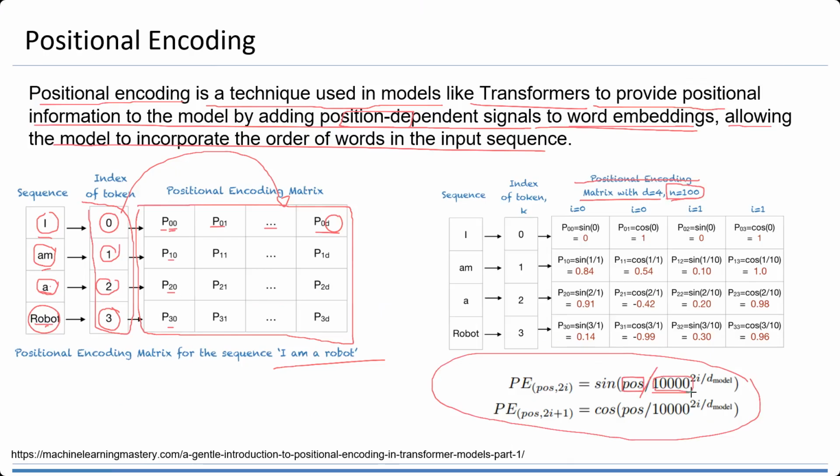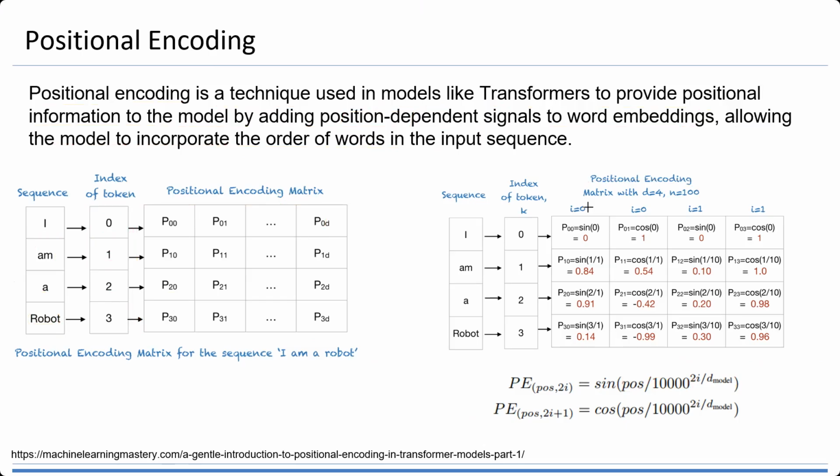So in the literature, they fix the number at 10,000, and then we will do the exponent with 2i divided by the D model. So for every i, there will be two kinds of things. The first is using the sinus, and the other is using the cosinus.